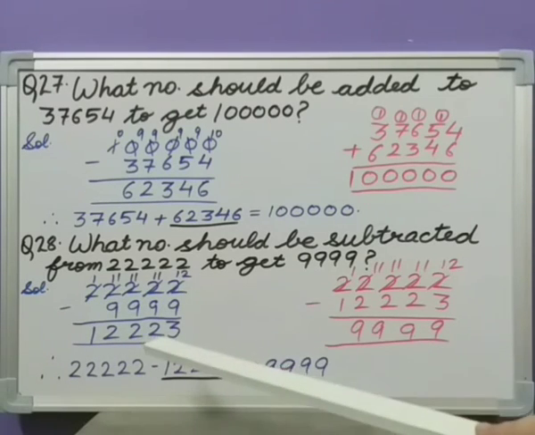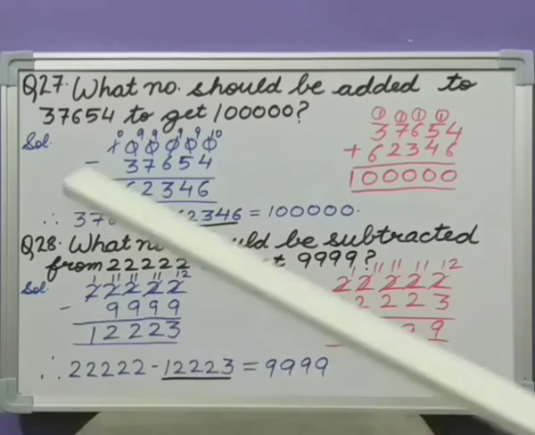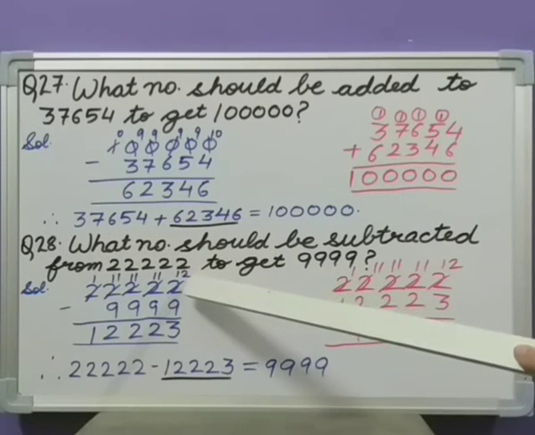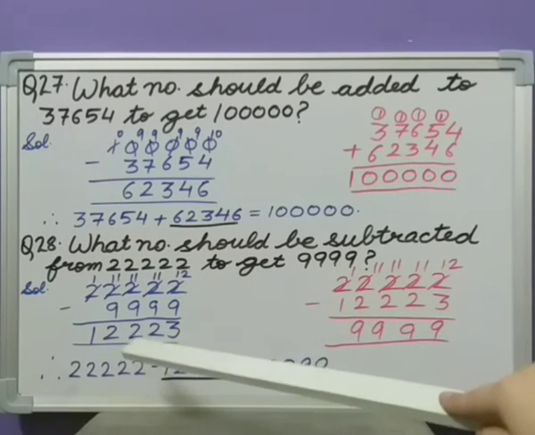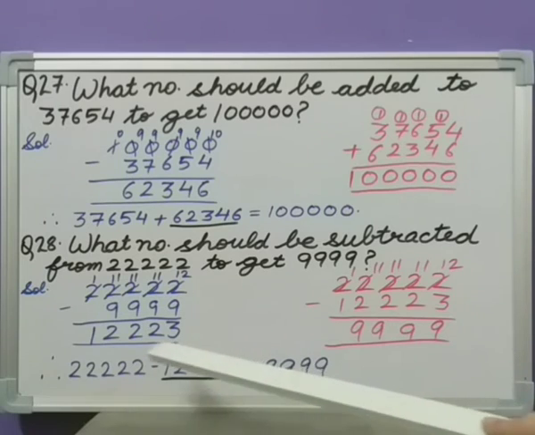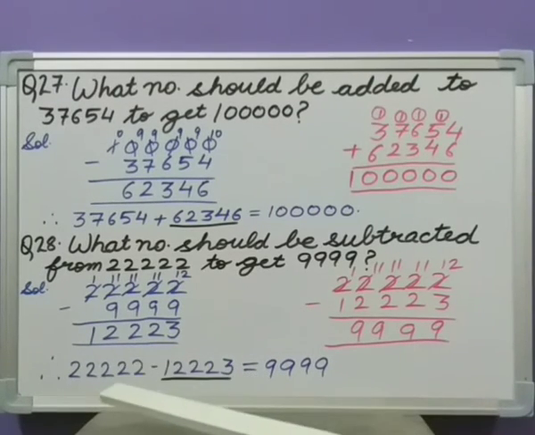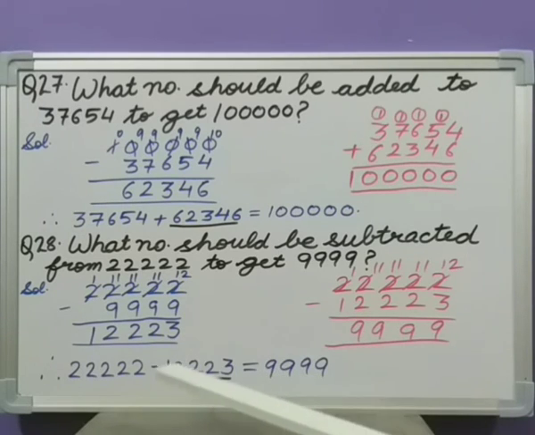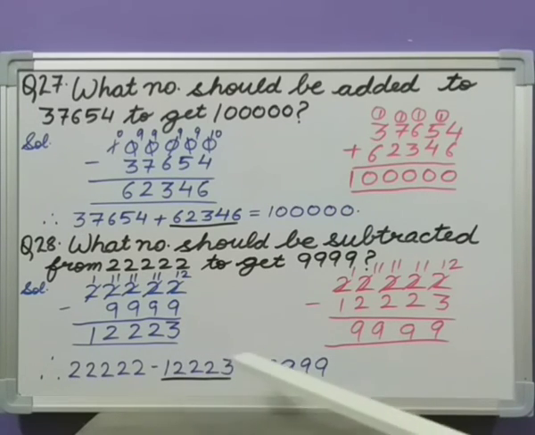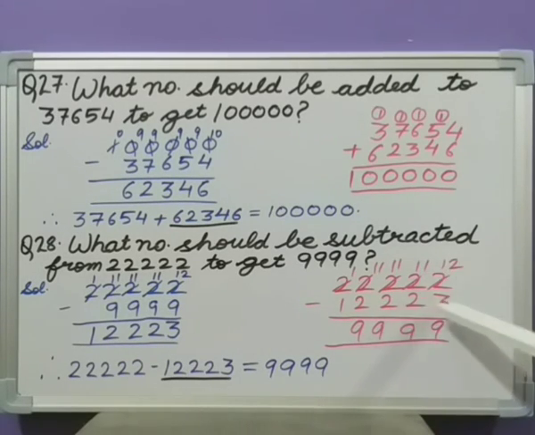22,222 minus 9,999. After subtracting, we got 12,223. Therefore, 22,222 minus 12,223 will be 9,999. We can check our answer by subtracting it here. As we can see, we got 9,999 after subtracting it.